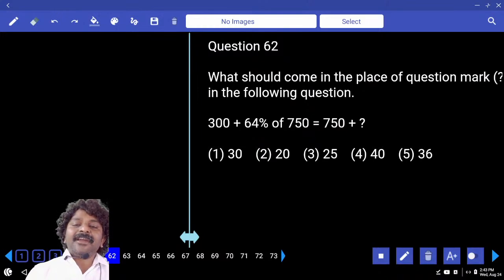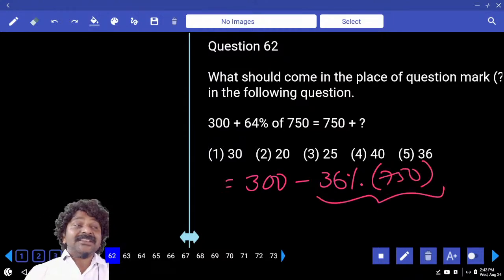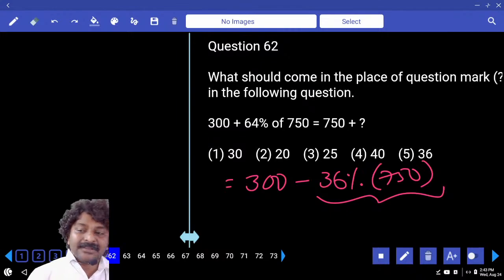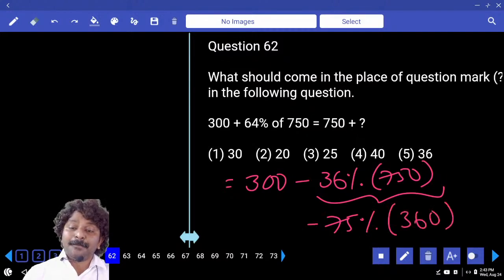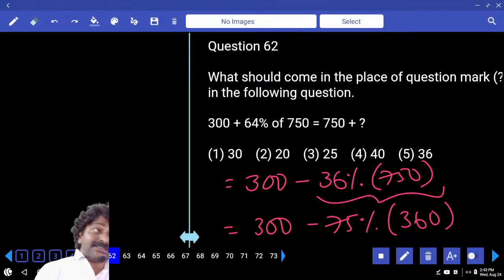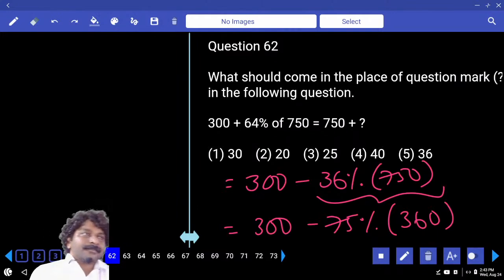Then my final answer is going to be 300 minus 36% of 750. Again I will treat it as 750% of 36. Again I will treat it as 75% of 360. Do you have any problem? How do you get 75%? Half plus half of half, 3 by 4. How much is half? Again half. 180, 90. 270 subtracted from 300. Answer, first option.